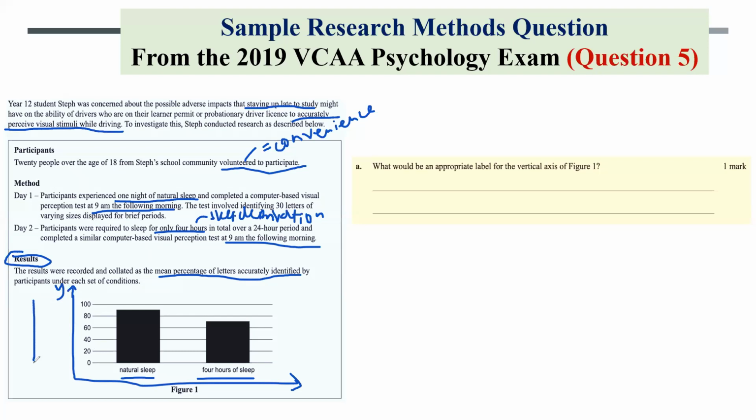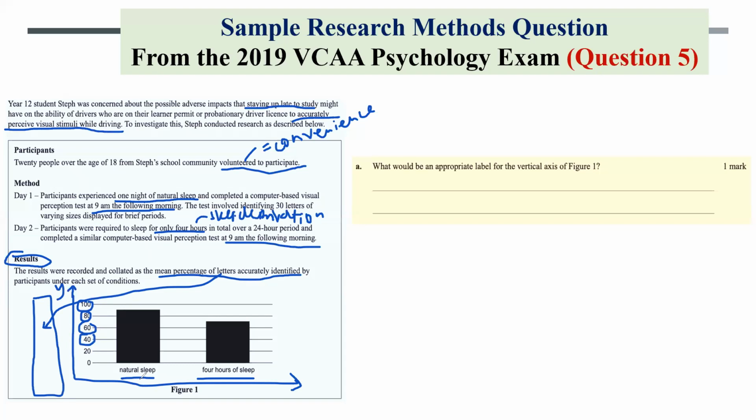So I'm going to draw a box for my label first. Mean percentage of letters accurately identified by the participants. You don't need to include the whole sentence, but yes, mean percentage of letters accurately identified. So that would be my label that goes there. That is basically why we've got 60, 80, 100. This is representing the mean percentage of recall, 20%.